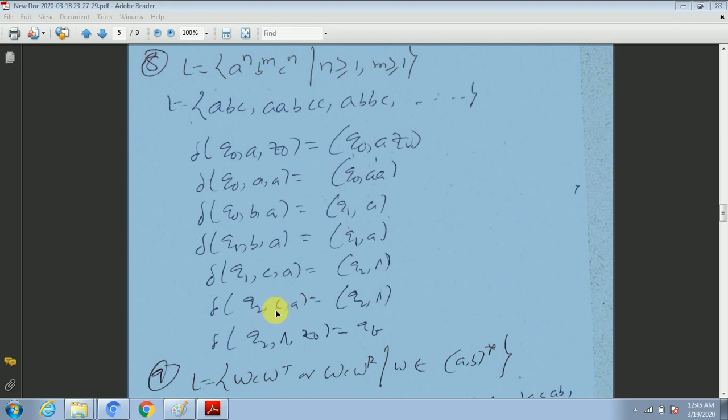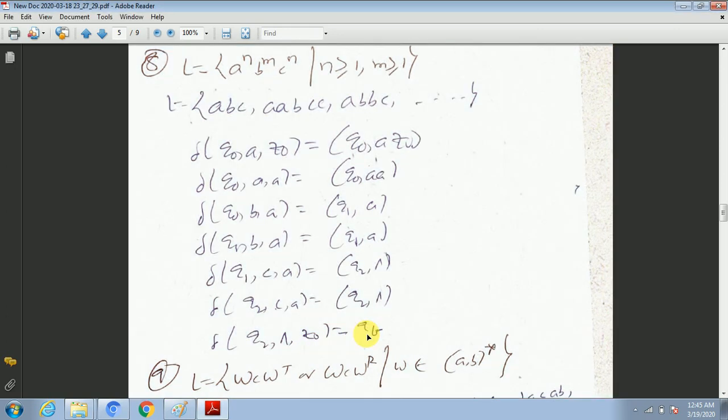Once C's are over, the coming input string is null and the top is Z0, which means it is an accepted case, so this moves to QF. If you observe, the state at the end is QF. This kind of automaton is called a PDA accepted by null store.